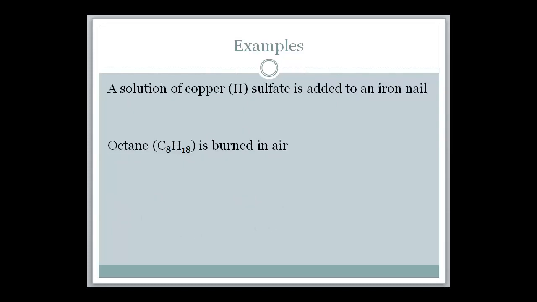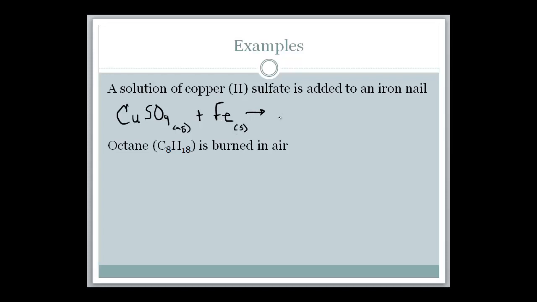Okay, let's take a look at a couple more examples. Here, the compounds are given in sentence form. So copper 2 sulfate, remember that would be copper with a 2+ charge, sulfate, and that's aqueous, is added to iron. So let's assume again this would be iron 3. So we've seen this reaction a number of times.